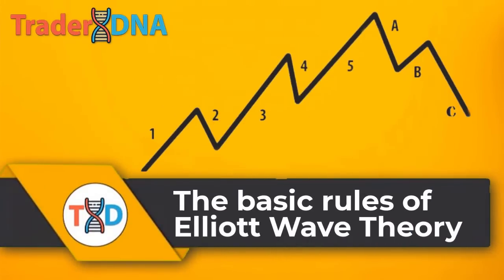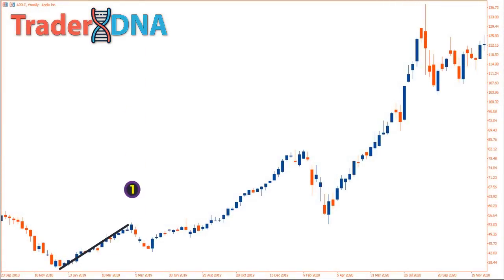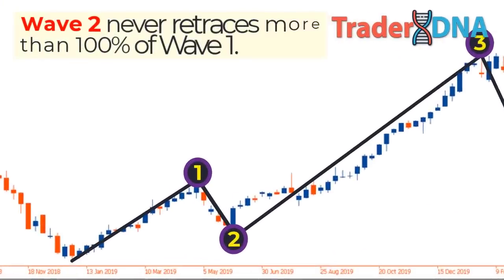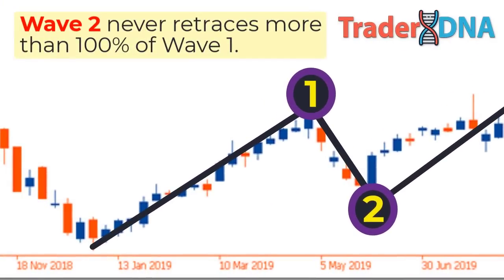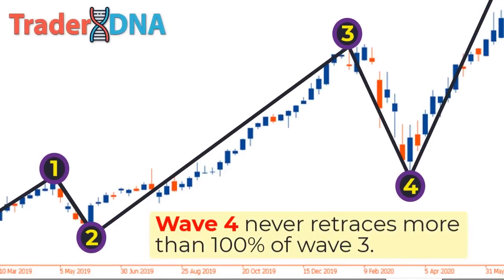The basic rules of Elliott Wave theory. The Elliott Wave theory has 3 basic rules that must be followed to validate the 5-wave move. Rule number 1. Wave 2 should never retrace more than 100% of wave 1. Typically, the retracement is between 50% and 61.8% of wave 1. Rule number 2. Wave 4 should never retrace more than 100% of wave 3. Typically, it declines between 38.2% and 50% of wave 3.